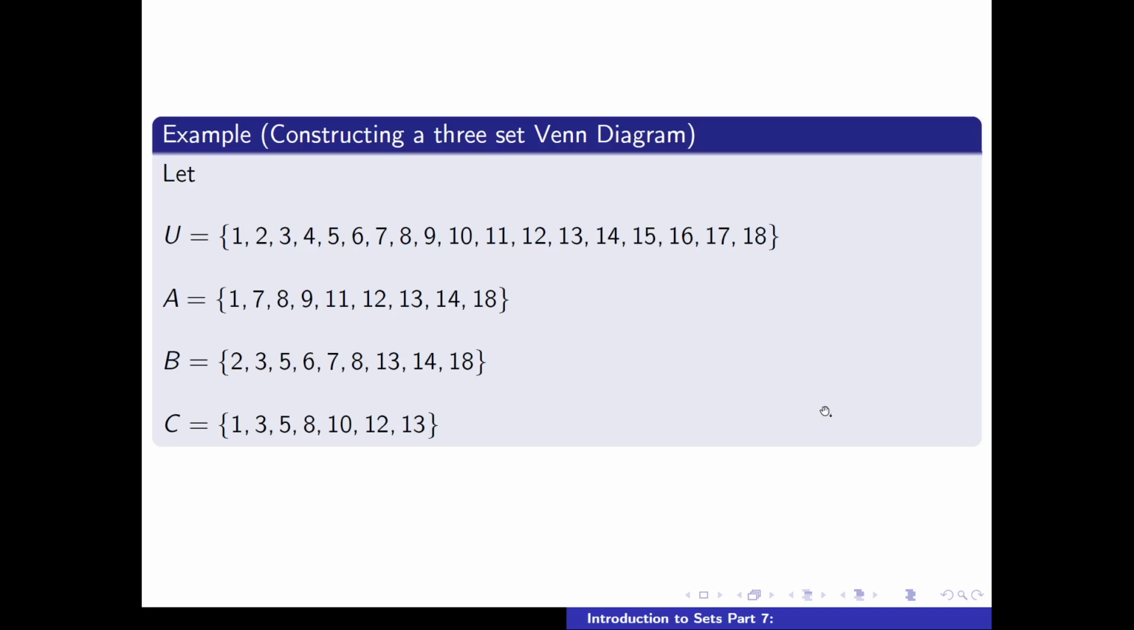So let's take a look at an example. Suppose our universal set is all the positive integers from 1 to 18. And suppose A is the set 1, 7, 8, 9, 11, 12, 13, 14, 18. Set B is 2, 3, 5, 6, 7, 8, 13, 14, 18. And set C is 1, 3, 5, 8, 10, 12, and 13.